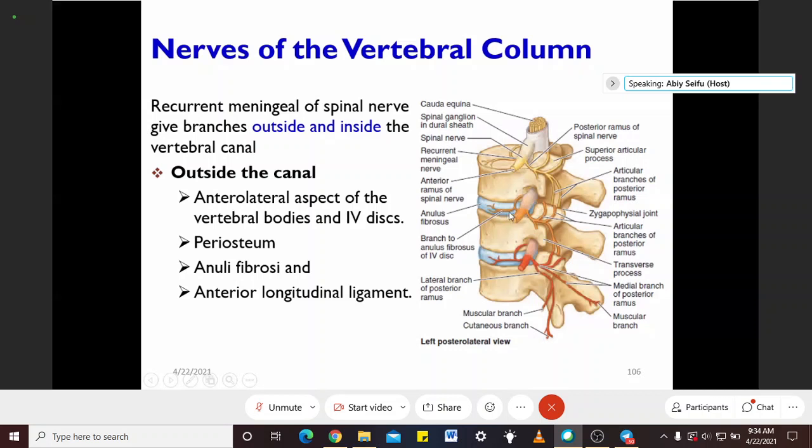Therefore, the external one supplies the anterolateral aspect of the body and the intervertebral disc itself, specifically the annulus fibrosus branch. The external one supplies the periosteum and the superficial, external parts of the intervertebral disc, which is the annulus fibrosus, and the anterior longitudinal ligament. The anterior longitudinal ligament is also supplied by this nerve. Mind you, this meningeal nerve also supplies the joint between two consecutive bodies.